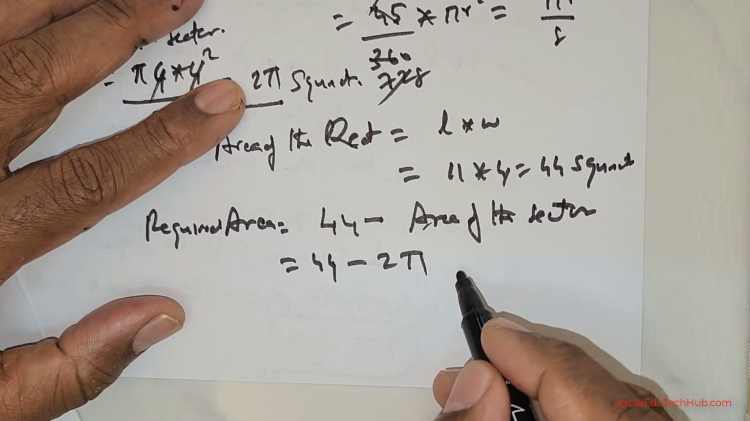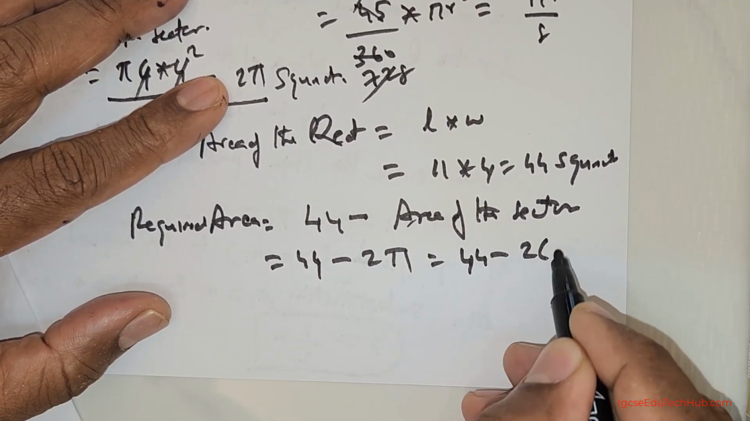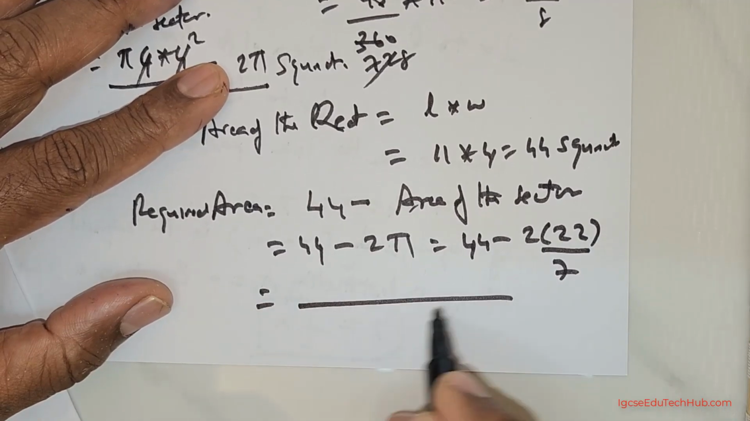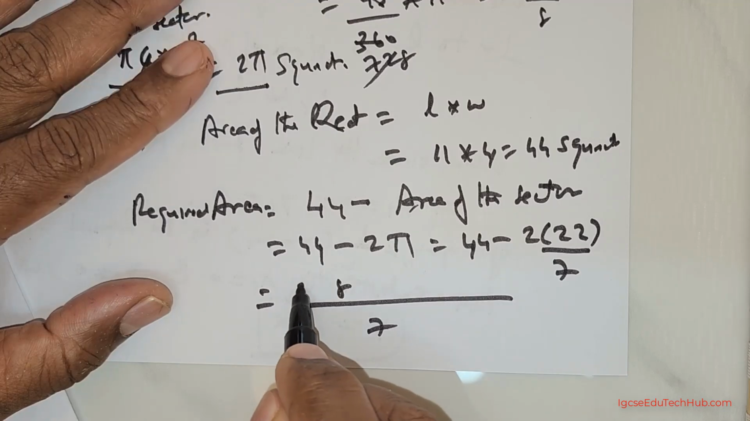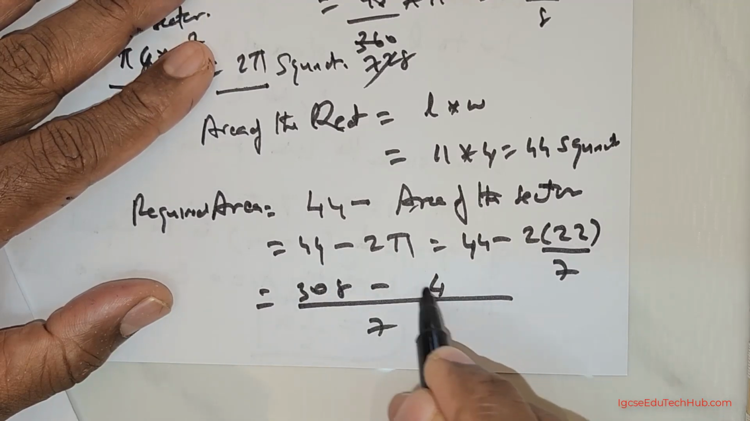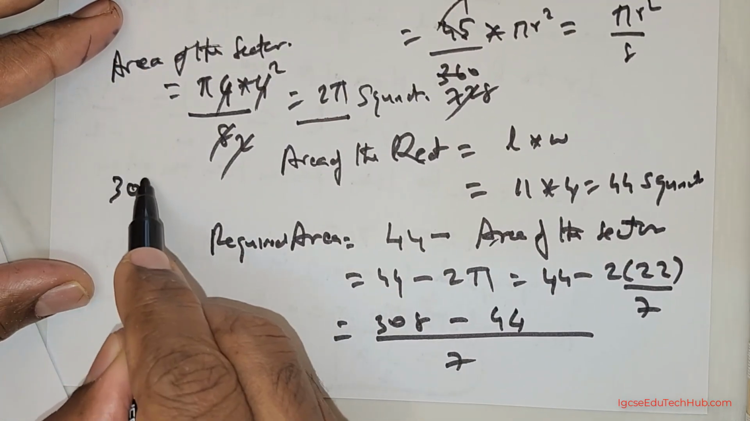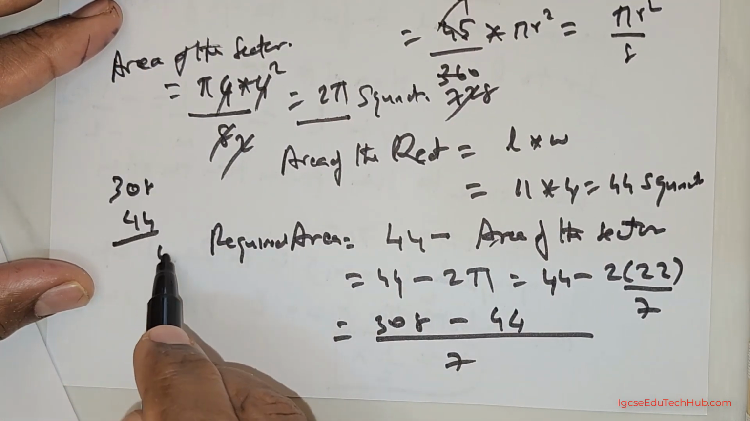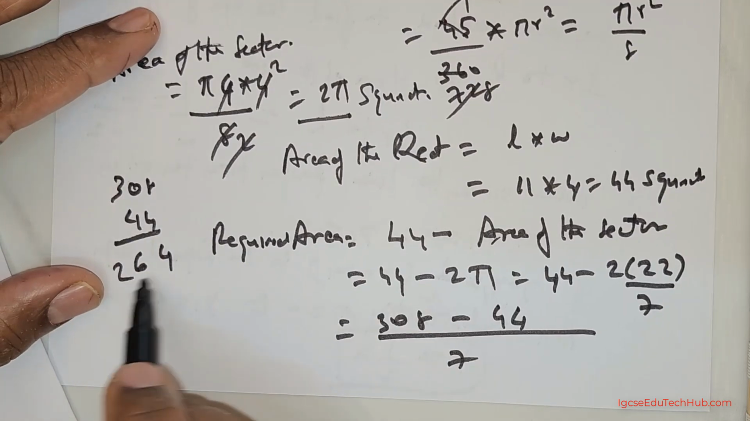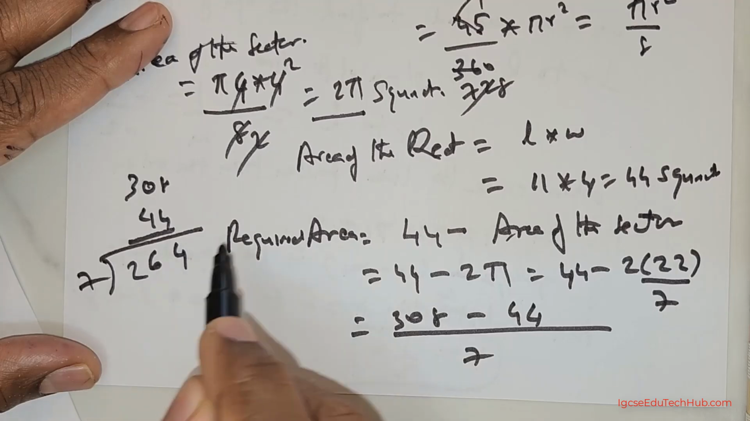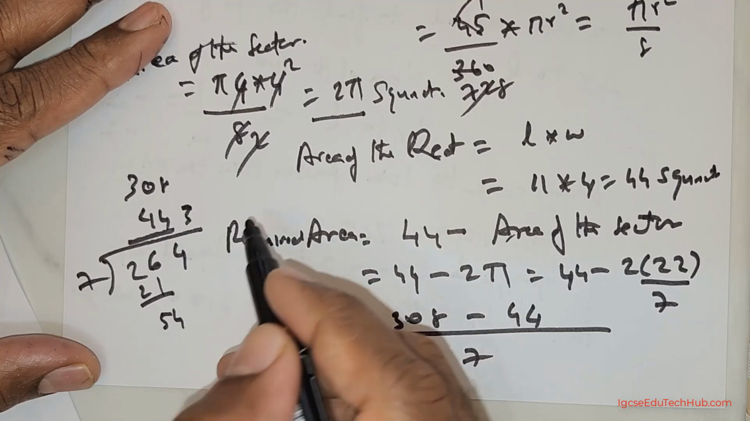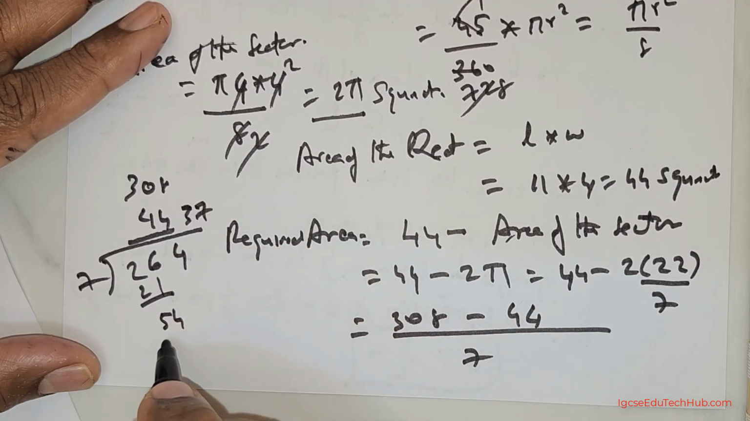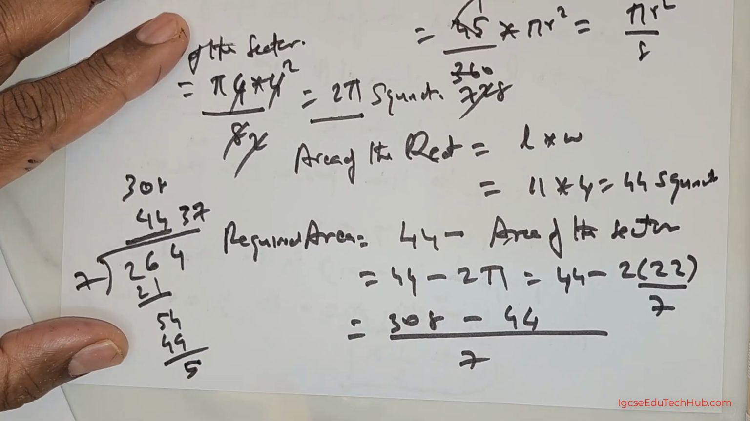Now I'm going to use 2 pi as 22 over 7. So that means 7 is the LCM. 7 4s are 28, 2 and 28 makes 30. This is going to be 44, so 308 minus 44, you have 264. You divide 264 by 7. 7 3s are 21, you have 5, 7 7s are 49, and you have 5 remainder, right?